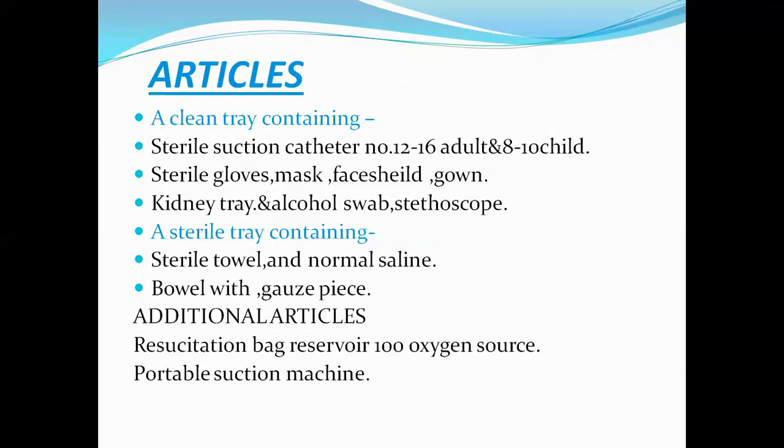Why do we have to use this face shield? Sometimes when we perform tracheostomy suctioning, the secretions come out forcefully, so to prevent cross infection, we have to use the mask and face shield. Then next is the kidney tray to discard liquid waste, and an alcohol swab to clean the equipment. Then we have to use the stethoscope. Then a sterile tray containing a sterile towel and normal saline, and a bowl with gauze pieces to clean that area and the outer covering of the tracheostomy tube.